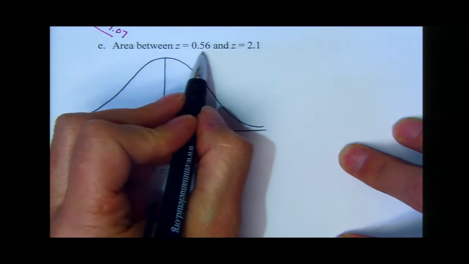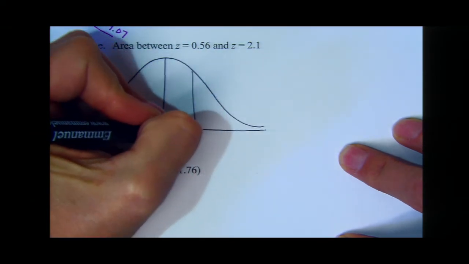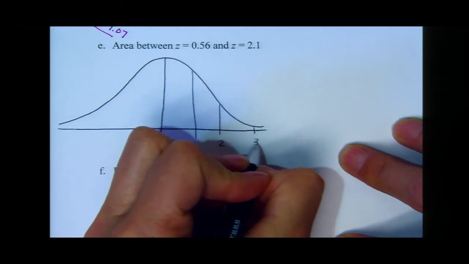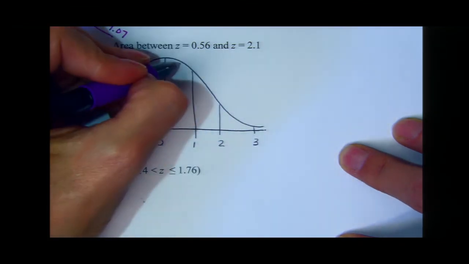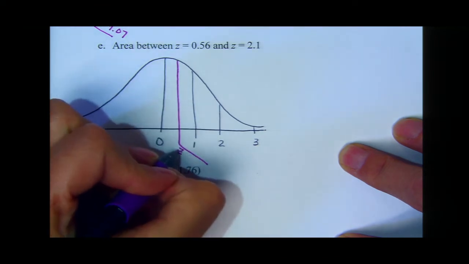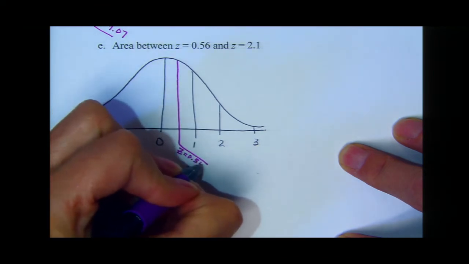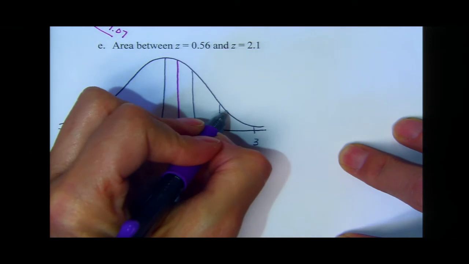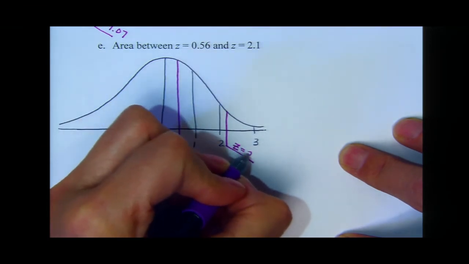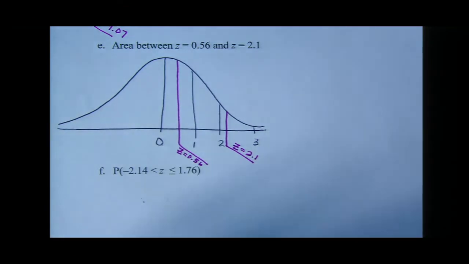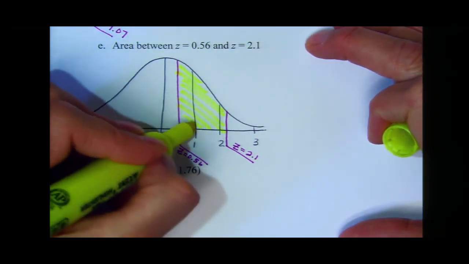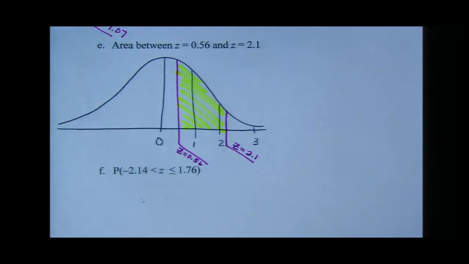All right, both of these are positive. So we have 0.56 and we have 2.1, and my shading is in between. But again, our table is just left-tailed.